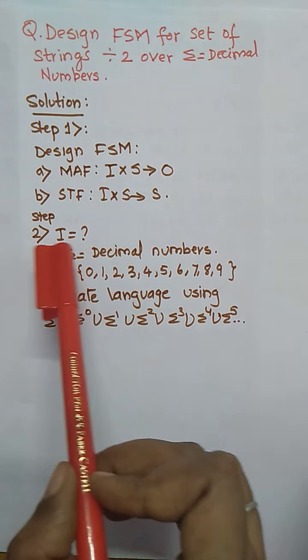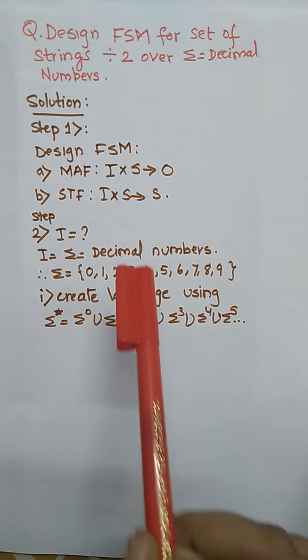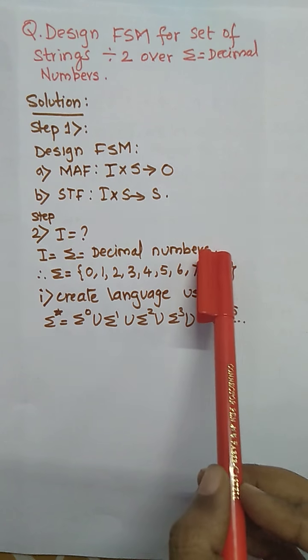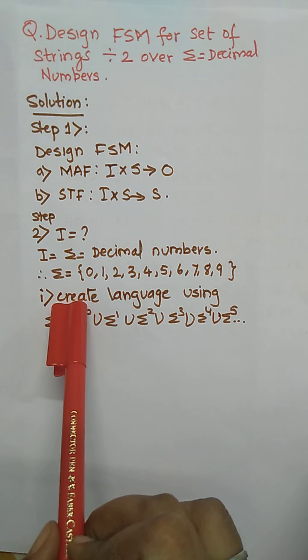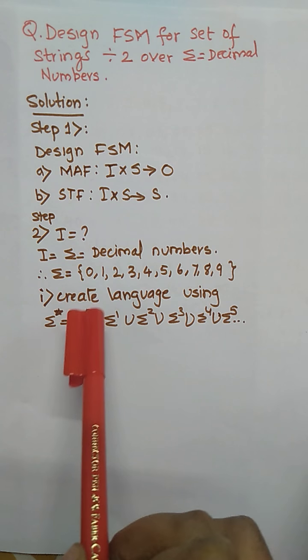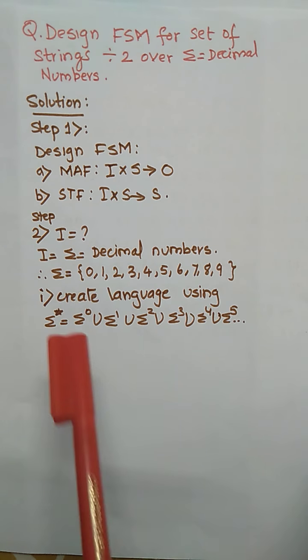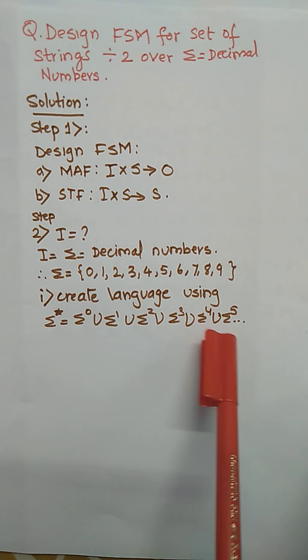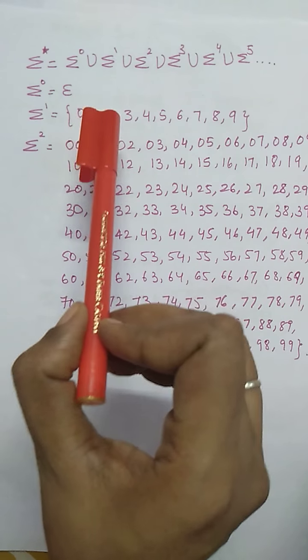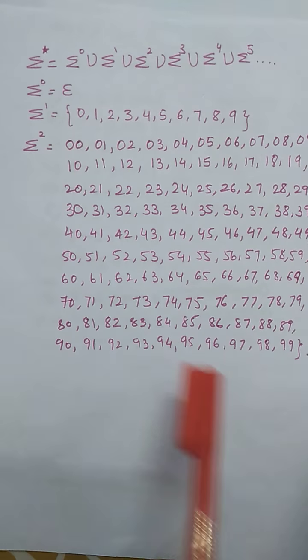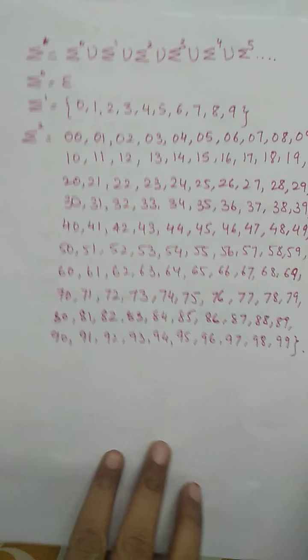So what is I? I is given in the question. It is the decimal number system. What is a decimal number system? It consists of the symbols 0 to 9. The first step in finding the number system is that we use the sigma raised to 0 formula for finding the entire number system. After finding the formula, we get single digit numbers, double digit numbers, and so on.